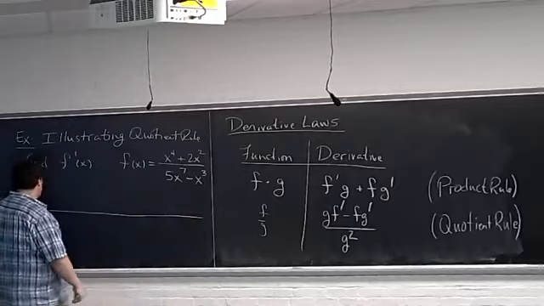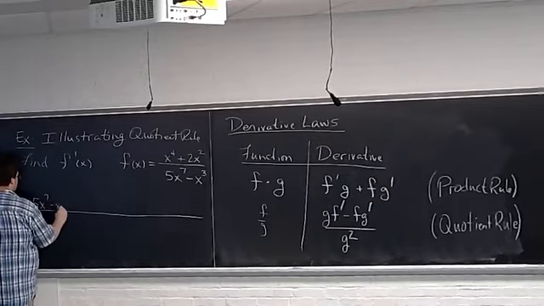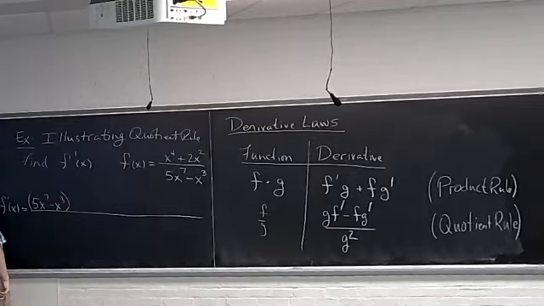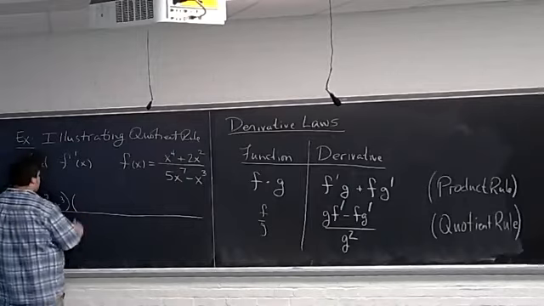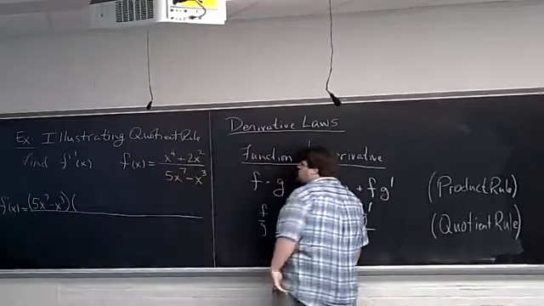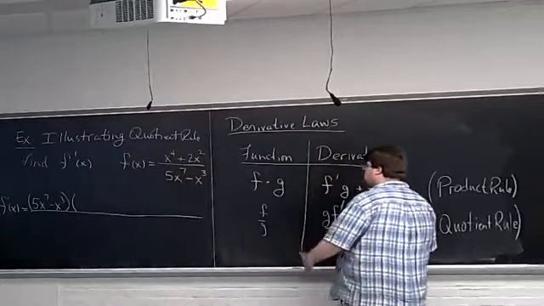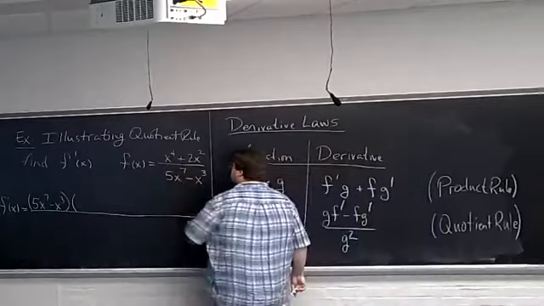First thing we need is the bottom function, 5x to the 7th minus x cubed, times the derivative of the top. What's the derivative of the top? Well, we can use our first 4 rules to find that derivative. The top is x to the 4th plus 2x squared. The sum and difference rule says we can take this derivative piece by piece.